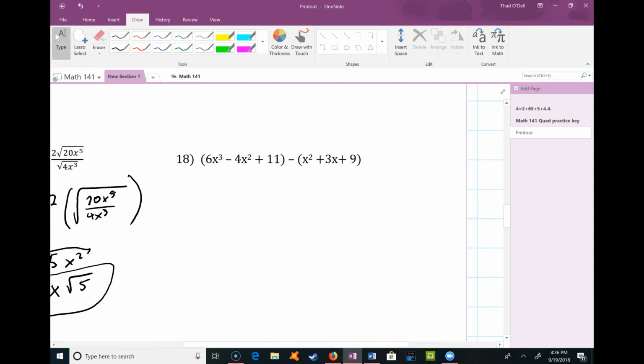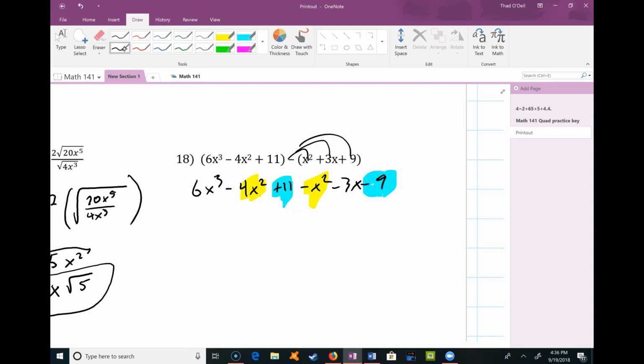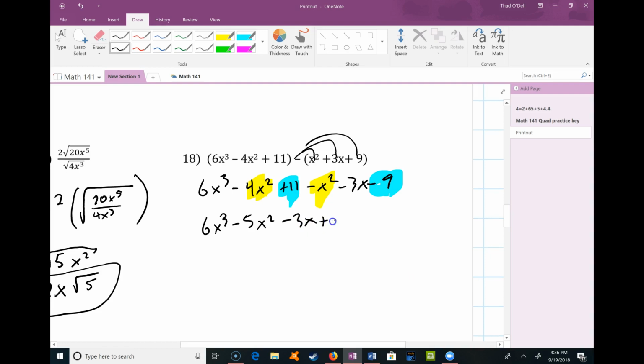Here's another one where I can't really just drop the parentheses because there's a negative. So I'll just make some adjustments and then drop the parentheses. Just distribute that negative through. And then if I grab my colors, looks like there's an x squared there, and looks like there's a number there. The rest of them are on their own. Okay, so that would be 6x cubed, and then minus 5x squared, and minus 3x, and then finally plus 2. Awesome.